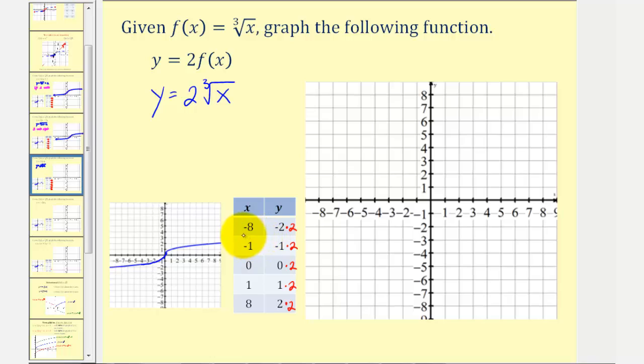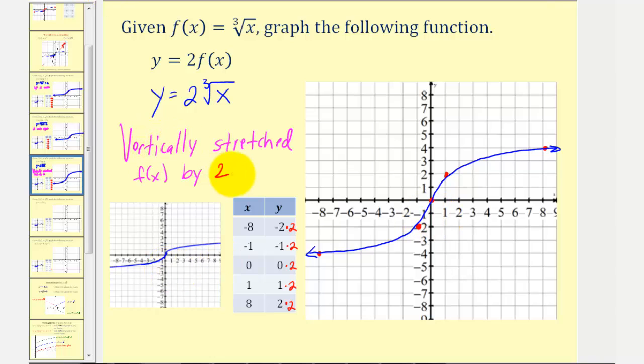This first point would be negative 8 comma negative 4. Then we'd have negative 1 comma negative 2, 0 comma 0, 1 comma 2, and 8 comma 4. By multiplying the y coordinates by 2, we vertically stretched the basic cube root function by 2.